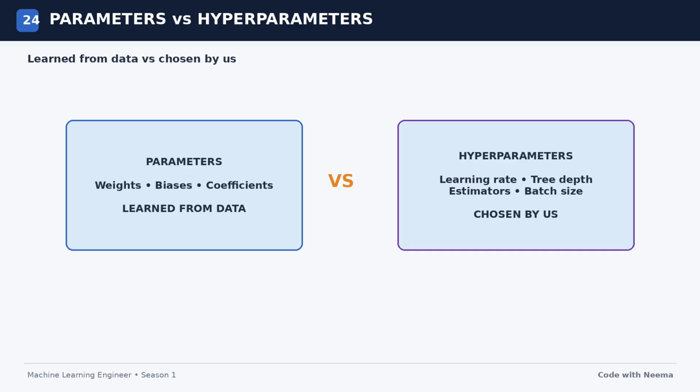Here is another distinction you need to understand. Parameters are learned from the training data. For example, neural network weights. Hyperparameters are settings we choose before or during training. Examples include learning rate, tree depth, number of trees, batch size, and so on. Later in the series, we will go much deeper into hyperparameter optimization.